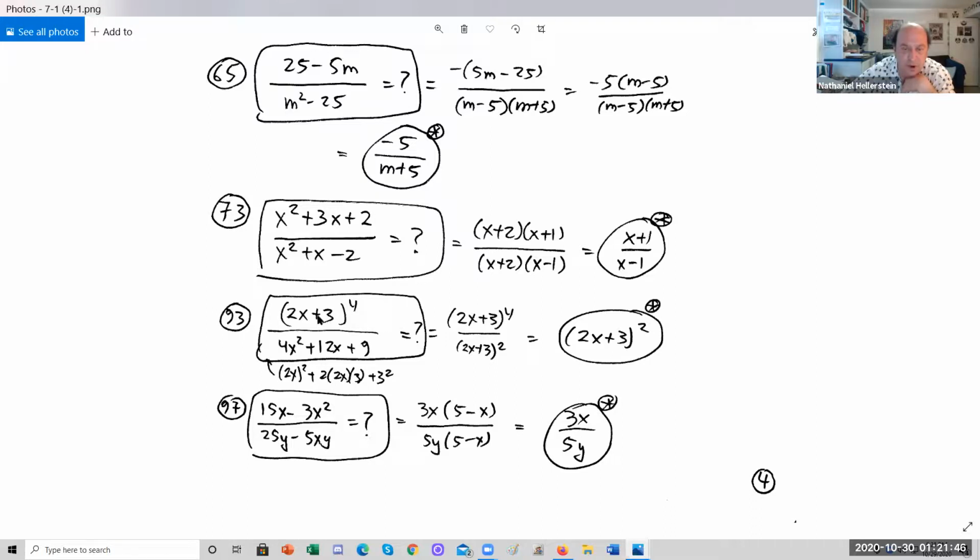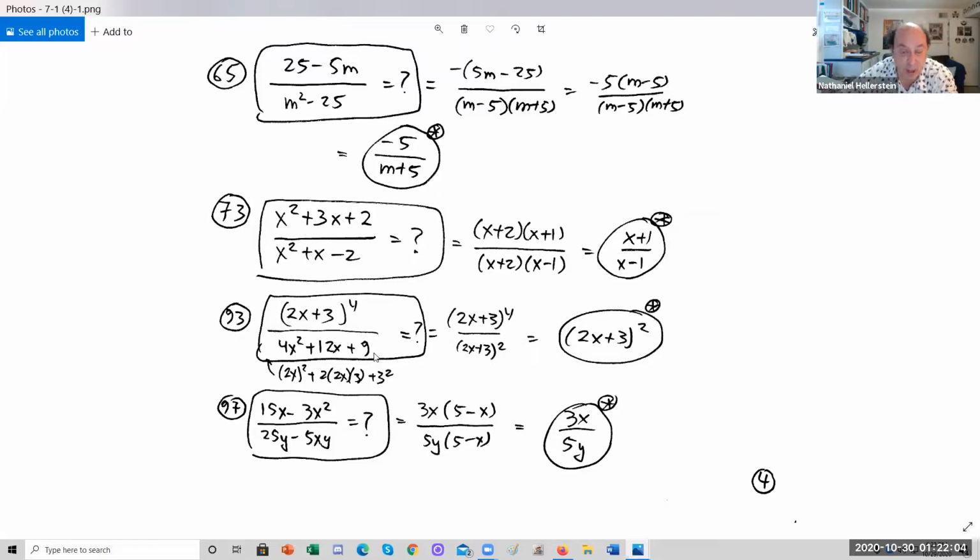Now this one's a little trickier. 2x plus 3 to the 4th power over this quadratic, 4x squared plus 12x plus 9. Now we could factor this by the AC method: two numbers which sum to 12 and whose product is 4 times 9, and that's a whole set of steps.